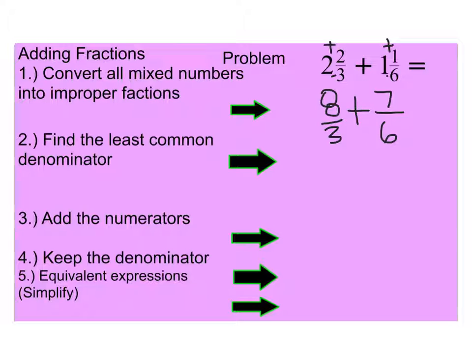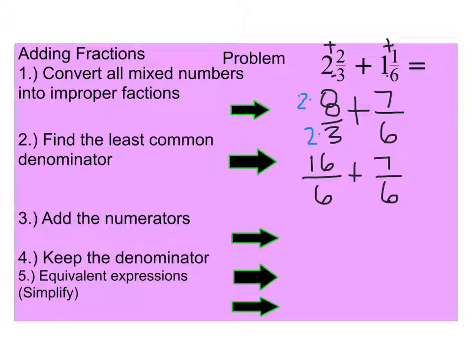The next step is to find the least common denominator. The least common denominator for this example is going to be 6, because I can take 3 and multiply it by 2 to get 6, and 6 just stays the same. It's already there. So let's go ahead and multiply the top and bottom of this fraction by 2. So 2 times 8 is going to give us 16. 2 times 3 is going to give us 6. And then we're just going to keep our second fraction the same.